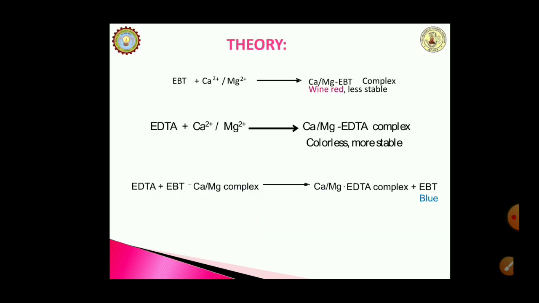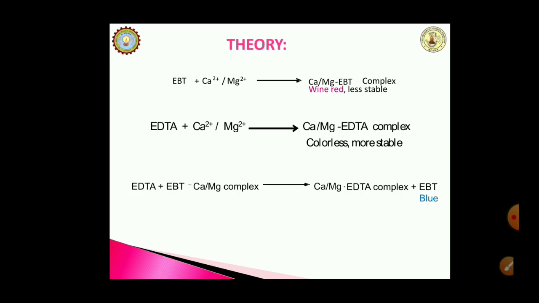Now let us come to the theory of this titration. What we are going to do is take a water sample containing the hardness causing ion, calcium or magnesium, in it. After that, we are going to add the buffer solution to it. The buffer solution has NH4Cl and NH4OH, and that will establish the pH 10.